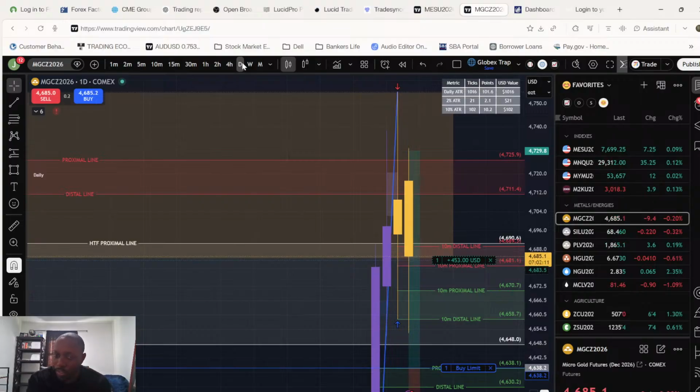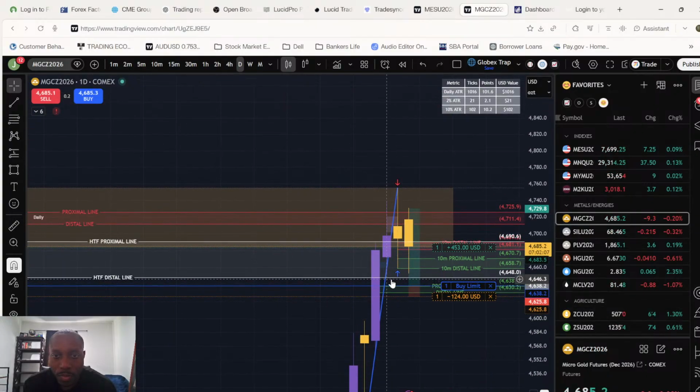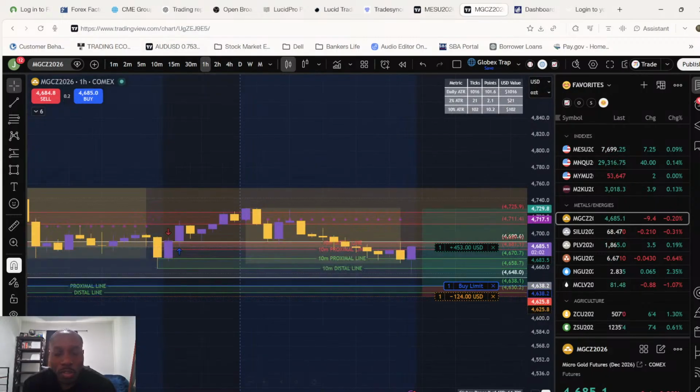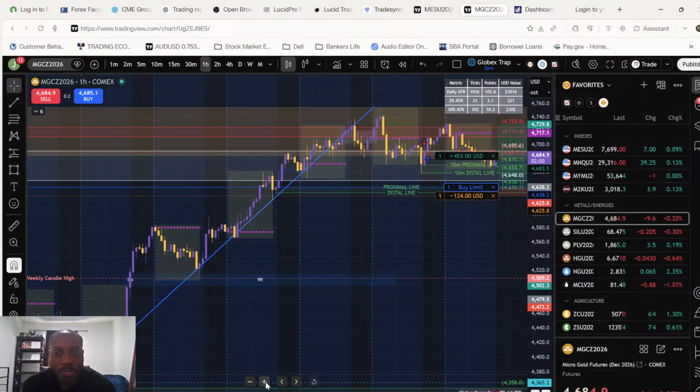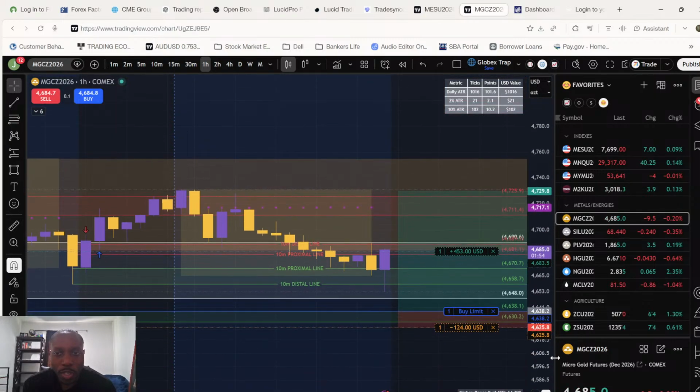Didn't quite get into the level I wanted it to get to, or break below the gap, into the gap at all. But it is making a move now. So yeah, gold's making a move.